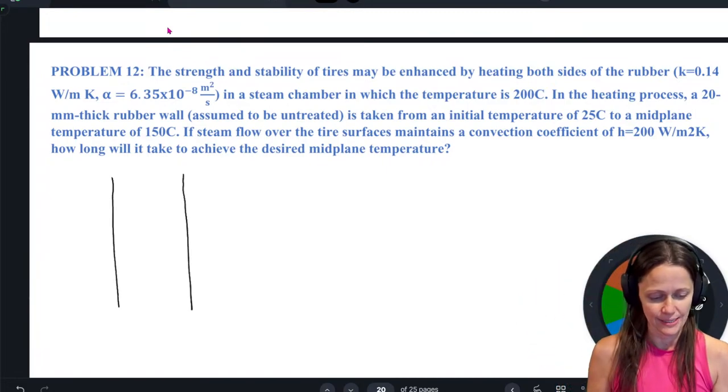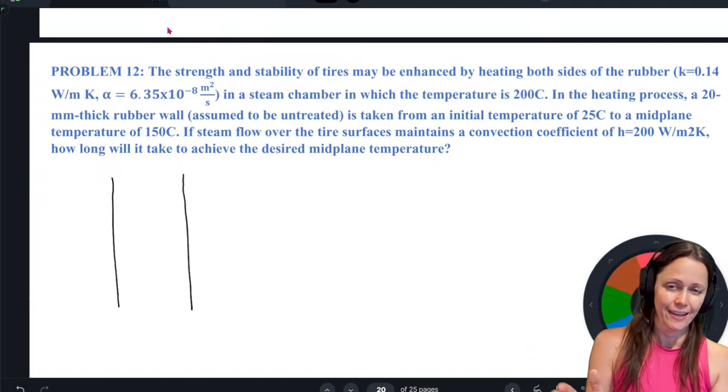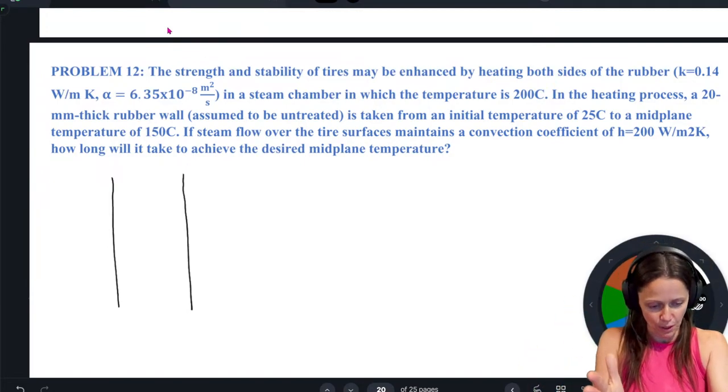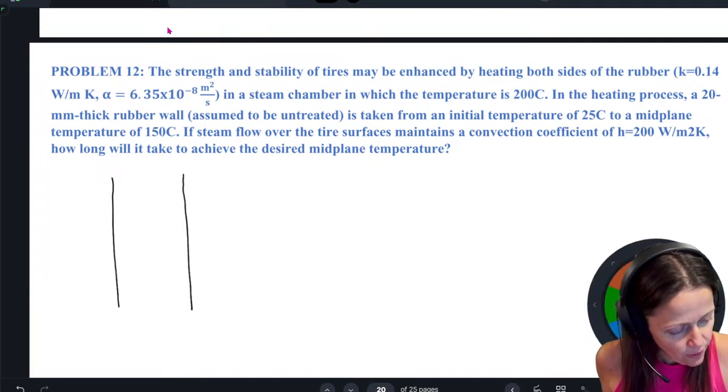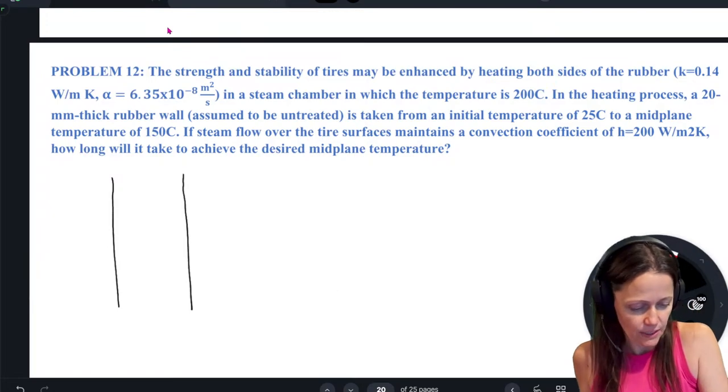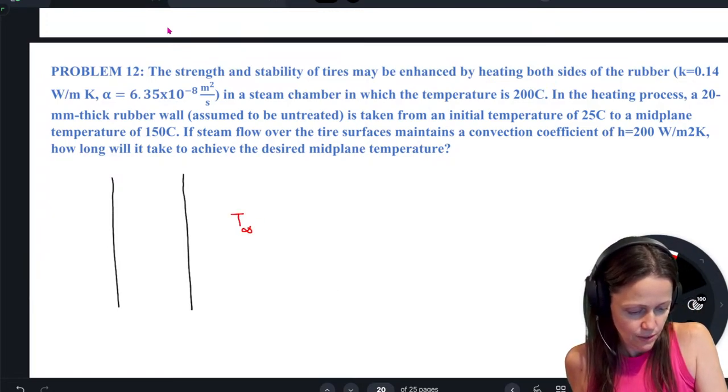That's what we're looking at. So we have the rubber, and then we'll make it into tires, but we've got a sheet of rubber, and we are exposing either side of it. I had a question about this.